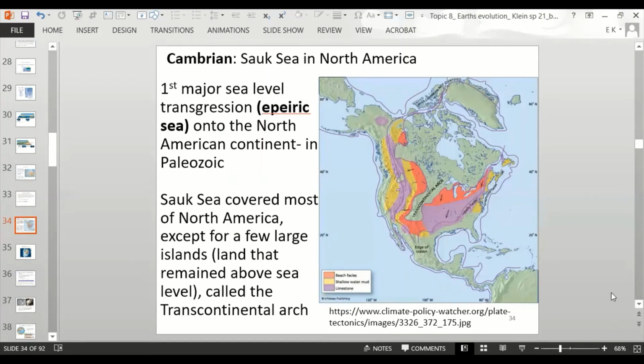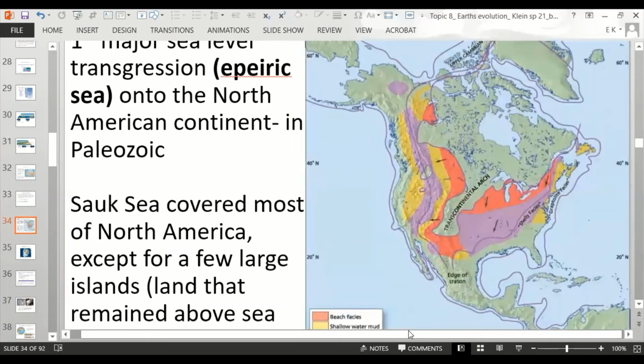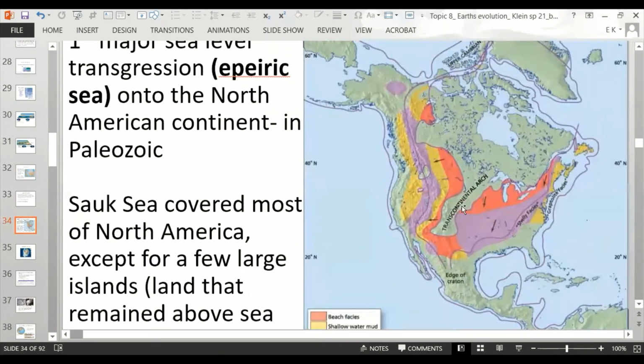And we call that the transcontinental arch. Okay, so we look in the middle of North America here. Today it's not an island, but during the epeiric sea, when most of North America was covered in seawater, this part was above the water surface. So it may have looked like islands, but it's really part of North America, the continent.